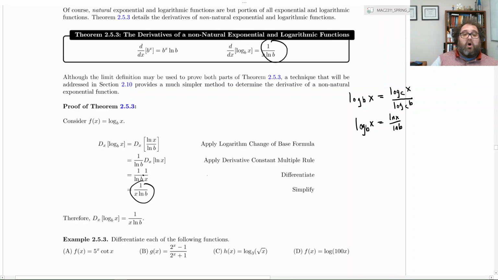We just relied on the known fact that we had already proven that the derivative of natural log x is 1 over x. So we used that fact, leveraged it along with the change of base formula to get the derivative of a non-natural logarithm. Again, to prove this first part, we're going to wait till section 2.10 to do that. And there's a really cool, nifty way to do that with a technique we just haven't gotten to yet.